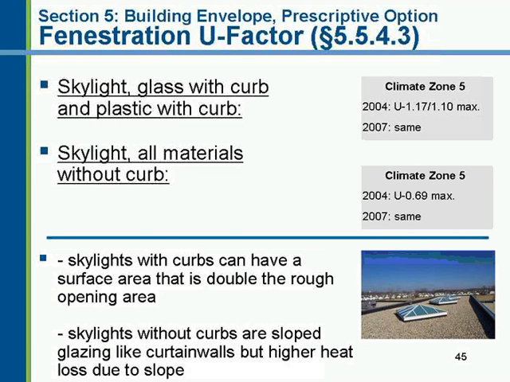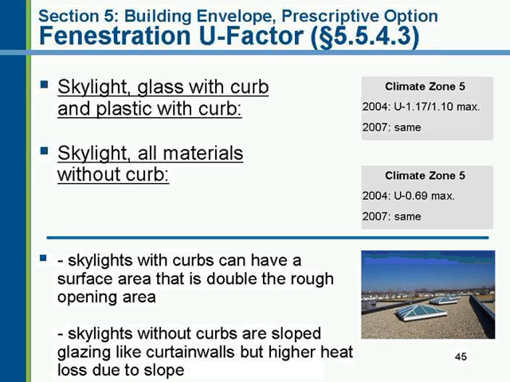And moving on to the next categories, skylights, section 5.5.4.3, two general categories, either with a curb or without a curb. And here are the key points to be aware of. The U-Factors are all measured based on the rough opening. So the skylights that are built up on curbs, they can actually have a surface area that's double the rough opening area once you consider all the curb that's around that 2x4 or 4x4 foot skylight.